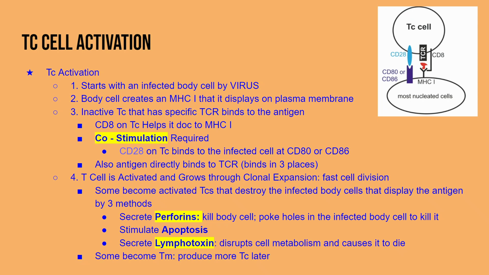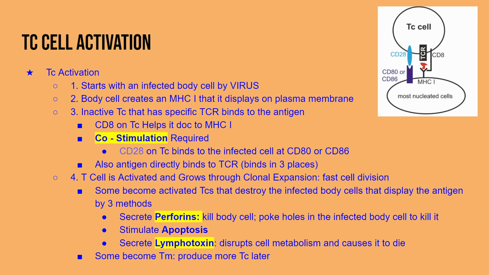An important factor here is co-stimulation. So CD28 on the cytotoxic T cell binds to CD80 or CD86 on the cell that's displaying the MHC1, and then CD8 on the T cell also binds to the receptor of MHC1. So I have another slide that makes that more clear, but it's important that those two factors happen for the activation of the T cell. So you can see in the picture in the corner, co-stimulation is referring to the two dark blue receptors binding and the black CD8 binding to the MHC, if that makes it more clear.